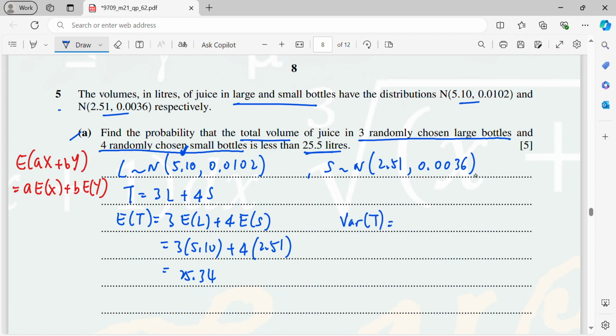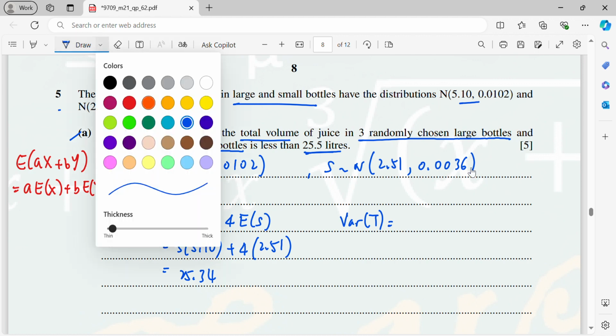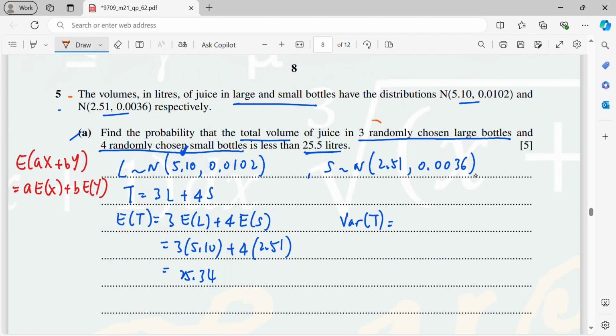Okay, now for the variance, you have to be careful because the question says this is 3 large bottles, right? And 4 small bottles. So the 3 and 4 here means that it is summation, right? Because large bottle 1 plus 2 plus 3. So when it is plus, we do not square.